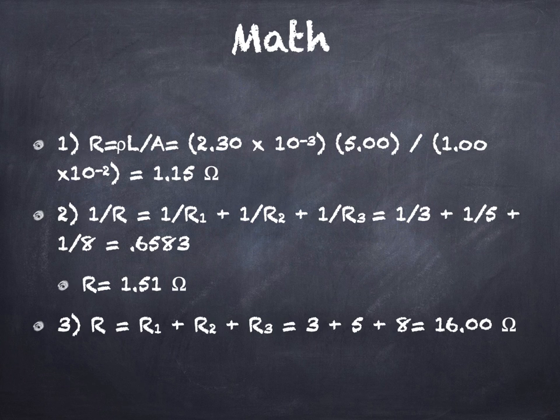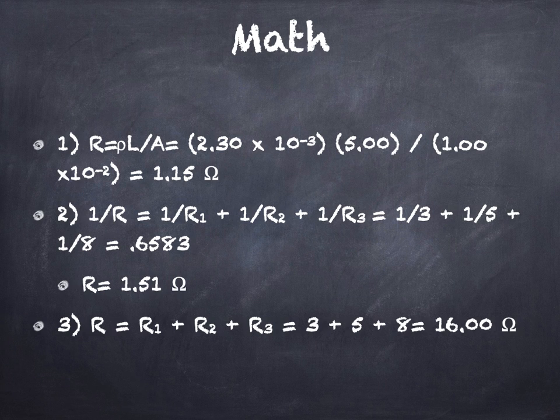Number 2. Okay, so this is parallel resistors, a 3, a 5, and an 8 in parallel. So 1 over R equals 1 over R1 plus 1 over R2 plus 1 over R3. So 1/3 plus 1/5 plus 1/8 equals 0.6583. I did that on my calculator. I cheated. And if you take the reciprocal of that, you get 1.51 ohms.